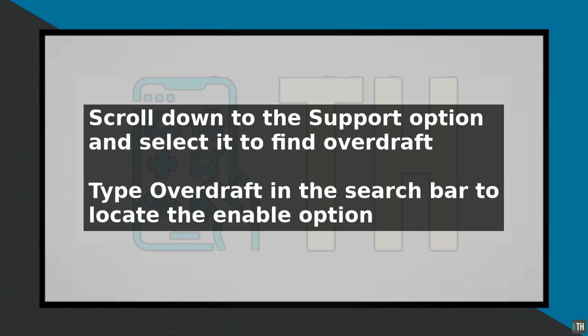This will take you to a new page where you can learn more about the overdraft feature and its requirements. To be eligible for overdraft, you must have an active Cash App account, a Cash App debit card, and a consistent direct deposit history. If you meet the requirements, select the Enable Overdraft option to turn it on.